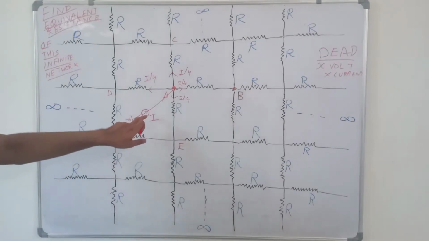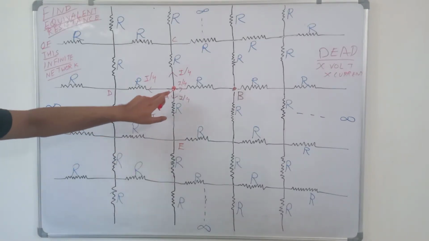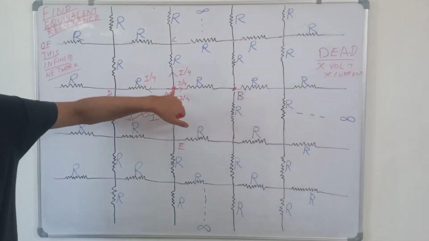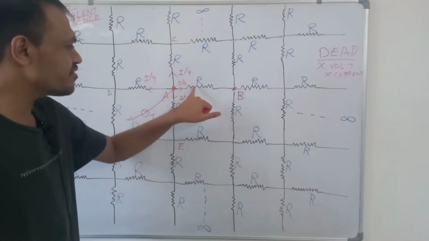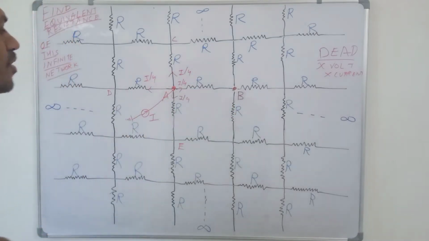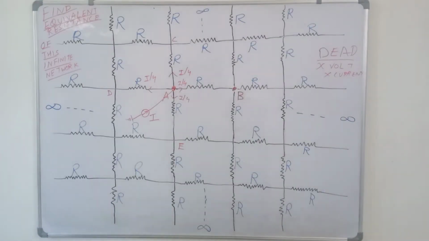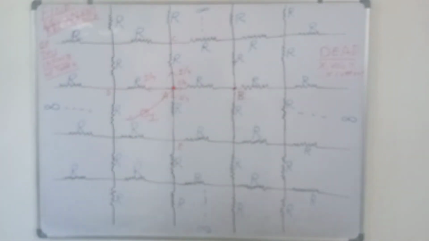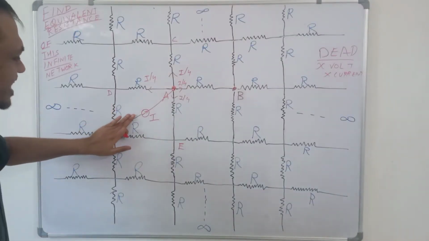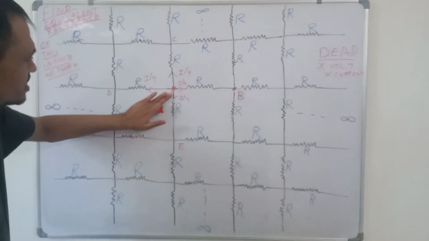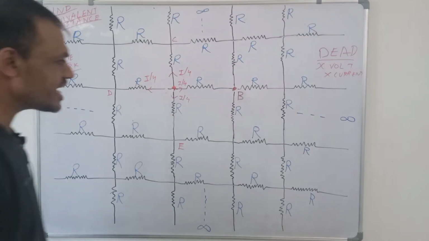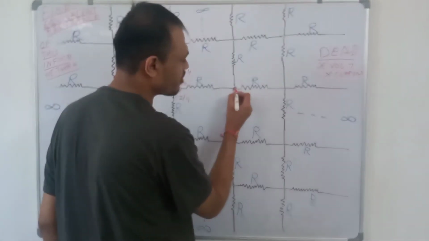So this is the first source which we have applied, the current I at this point A, and the current due to this source from A to B is I by 4. Now we have to remember that I by 4 is flowing in this direction from A to B. Now we remove this current source and apply a current source at point B.